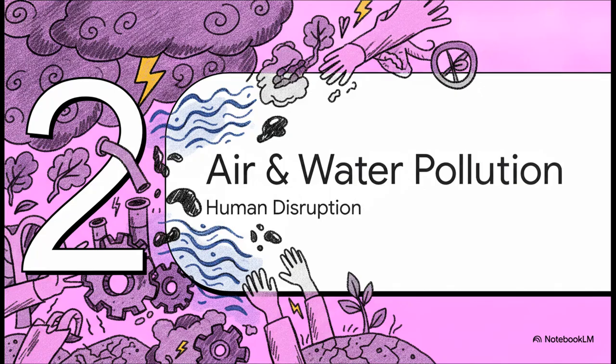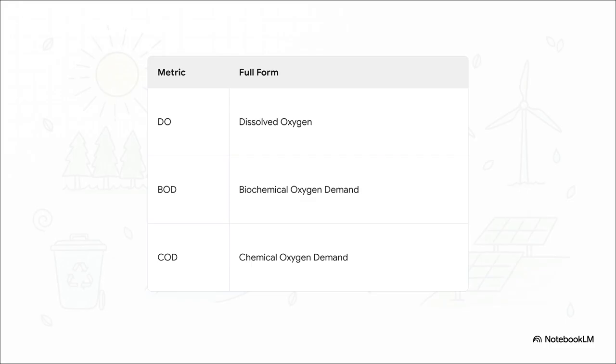Nutrients just shift from the atmosphere into the soil, into living organisms, and then right back again. Moving on to Section 2, Defining air and water pollution. Now, what's really interesting about this slide is that this is where the inciting incident of our story happens: human disruption. We take those perfect natural cycles we just talked about and we overload them.